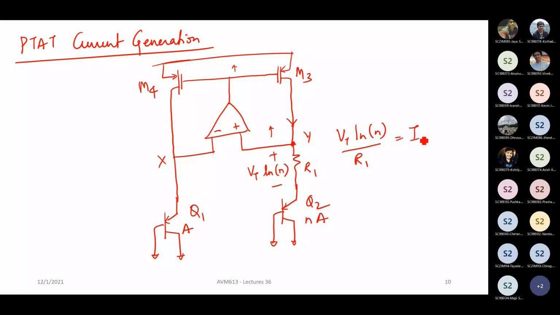In other words, this is the current that is flowing in here. And then what is the nature of this current? This is basically a PTAT current.